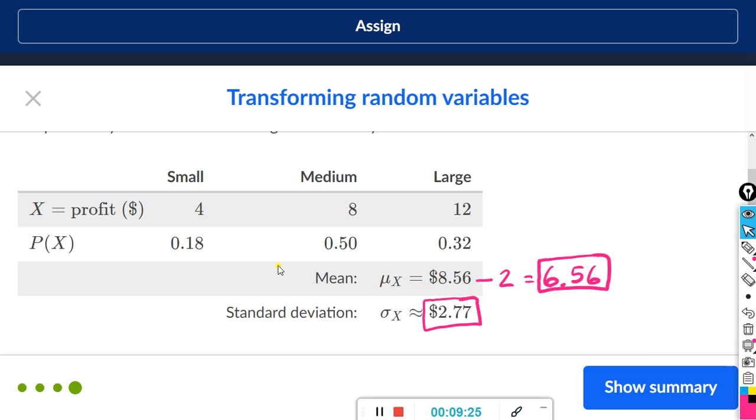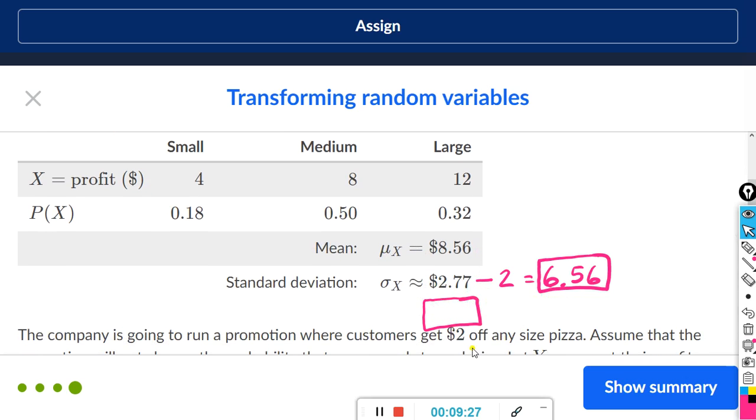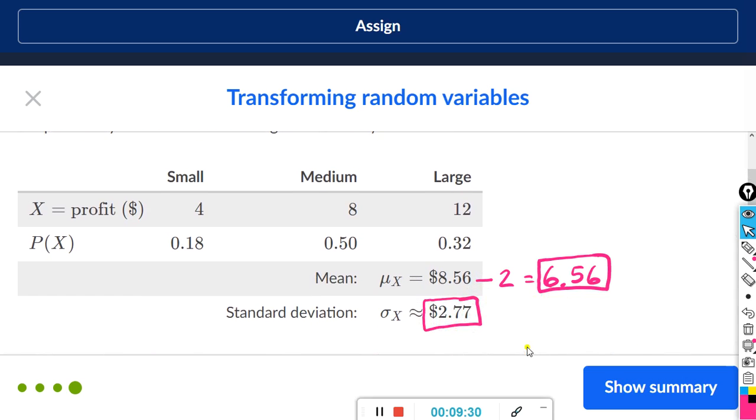Make sure your answer is correct. X was the profit, and they gave $2 off. So now they made $2 less on each pizza. That's why I subtracted 2, but subtracting does not affect standard deviation.